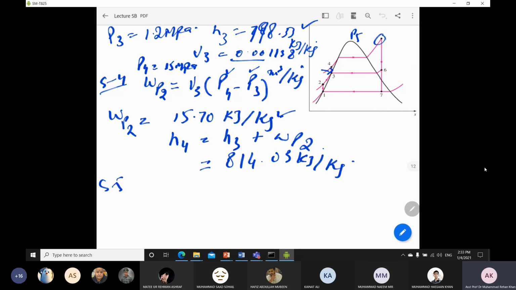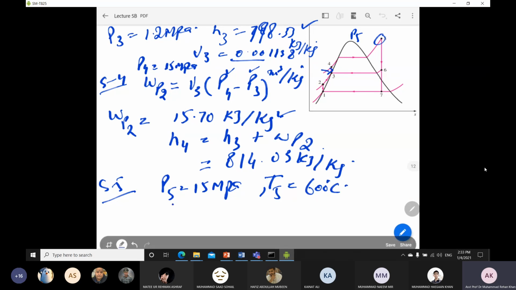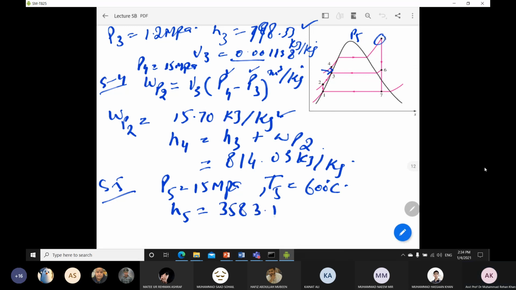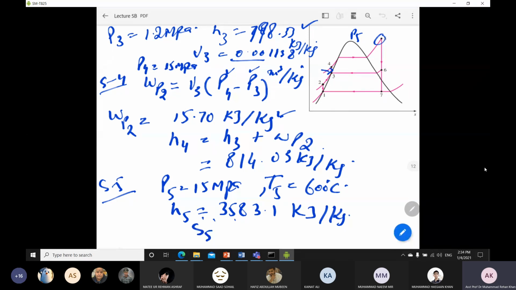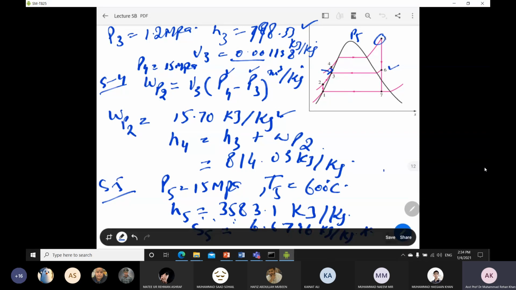State 5 we already know will be in a superheated state, and your pressure at state number 5 is given as 15 megapascal in your question, and your temperature at 5 is also given, which is equal to 600 degrees Celsius. So you just have to go to the superheated steam tables and find the value of H5 against this pressure and temperature, and you will get H5 as 3583.1 kilojoule per kg. You also have to find the entropy value S5, because we have to find the state of point 6 by using this entropy value. S5 is 6.6796 kilojoule per kg Kelvin. Just note down all the values so that we can proceed to the next step.